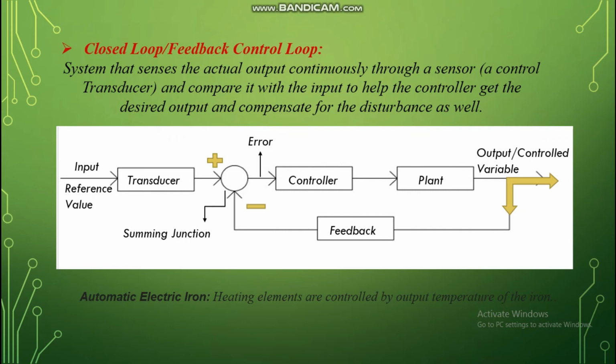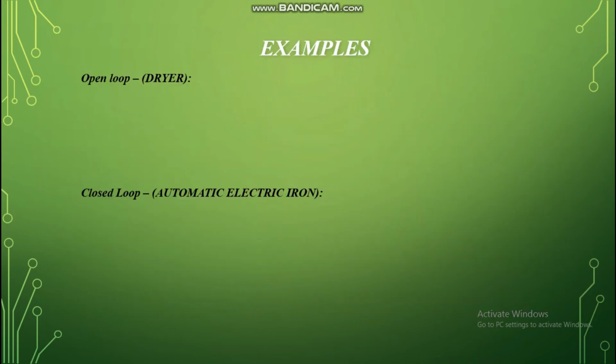The examples are the automatic electric iron. In this case, heating elements are controlled by the output temperature of the iron. Secondly, the air conditioner. An air conditioner functions depending upon the temperature of the room. Now let's look at an example of both the cases.